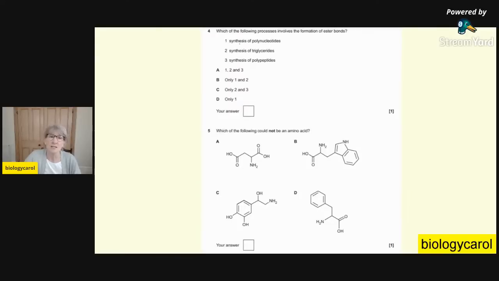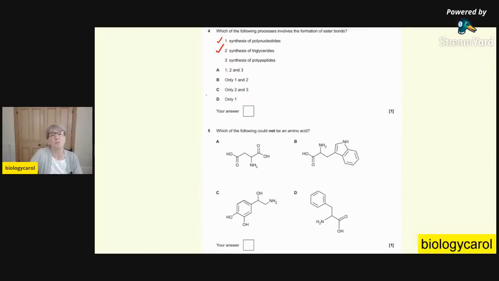Okay, which of the following processes involves the formation of ester bonds? Synthesis of polynucleotides. Yeah, that is true because it forms phosphodiester bonds. And those phosphodiester bonds are basically two ester bonds, diester, on either side of the phosphate group. One side connects with the sugar molecule in the nucleotide above, and one connects with the sugar molecule in the nucleotide below. That's why they're called phosphodiester bonds.